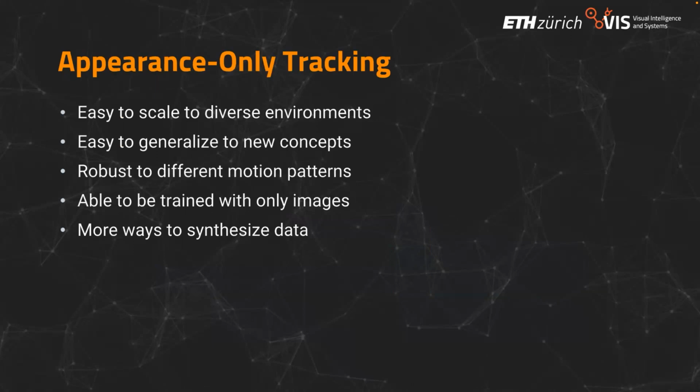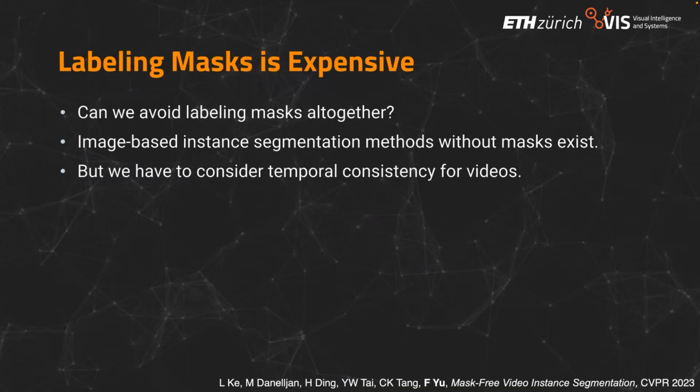So this is all good, but in many cases we want more than bounding box tracking. Sometimes we hope that we can also have image segmentation tracking. However, segmentation tracking is even harder to label, and therefore it's very hard to scale up if we always need to rely on ground truth labels. So one question here is whether we can avoid labeling the masks altogether.